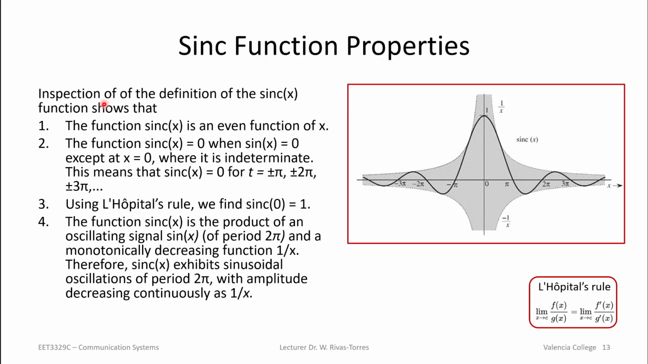So a few properties first. The sinc function is an even function of x. Sinc of x equals 0 when sine of x equals 0, which makes sense because it's in the numerator, except for x equals 0. So every time the sine of pi, for example, is 0, the sinc function becomes 0. Sine of 2 pi, 3 pi, you can get the picture here.